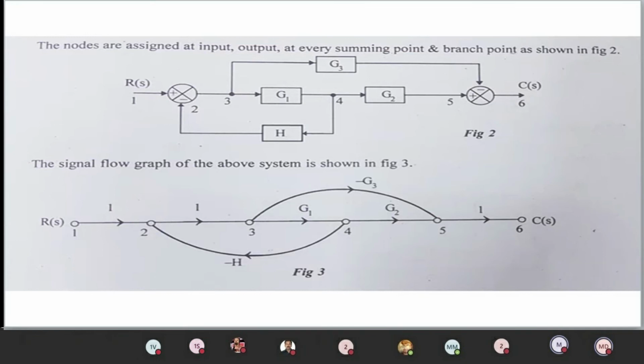Now, you forget completely the block diagram. Now fix your goal only towards signal flow graph. First check how many forward paths you have. 1 to 2, 2 to 3, 3 to 4, 4 to 5, 5 to 6.